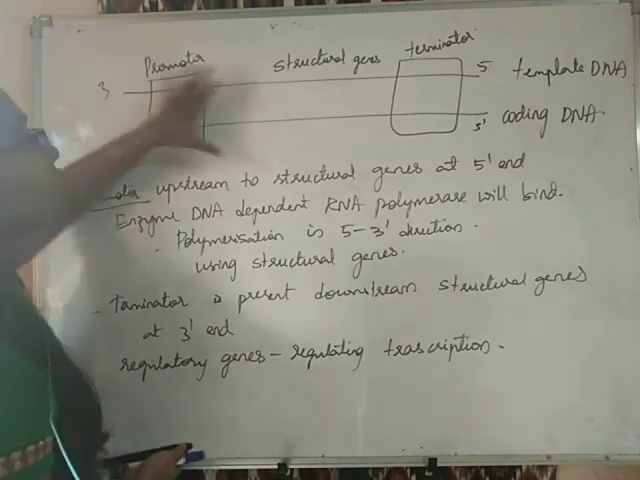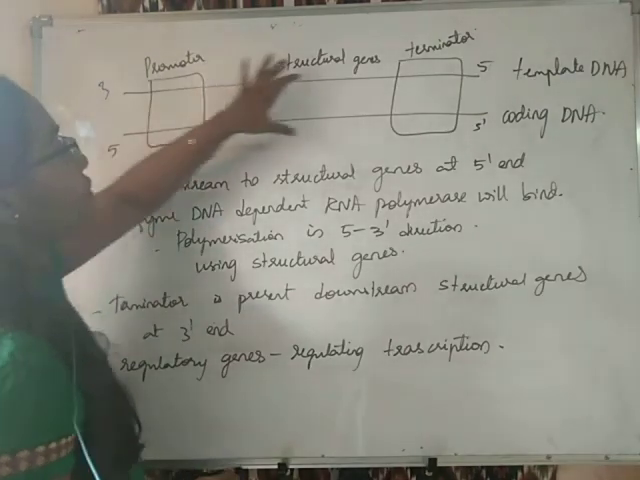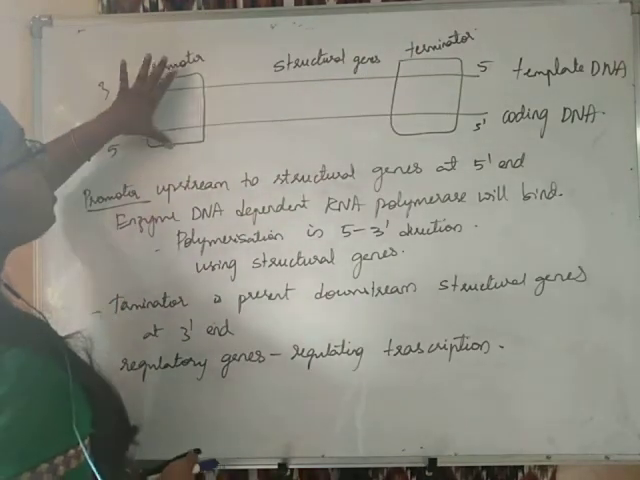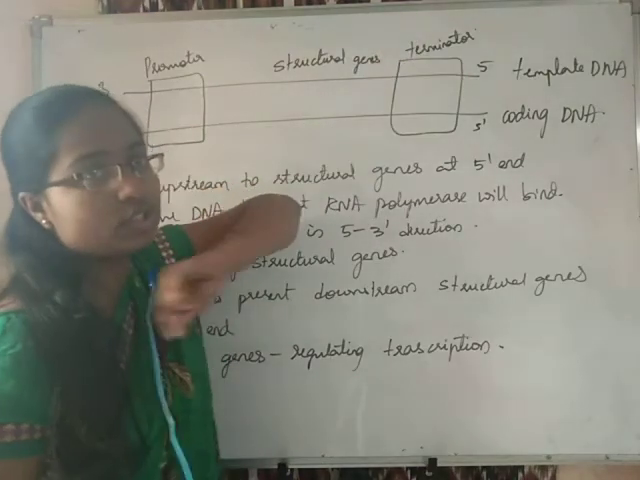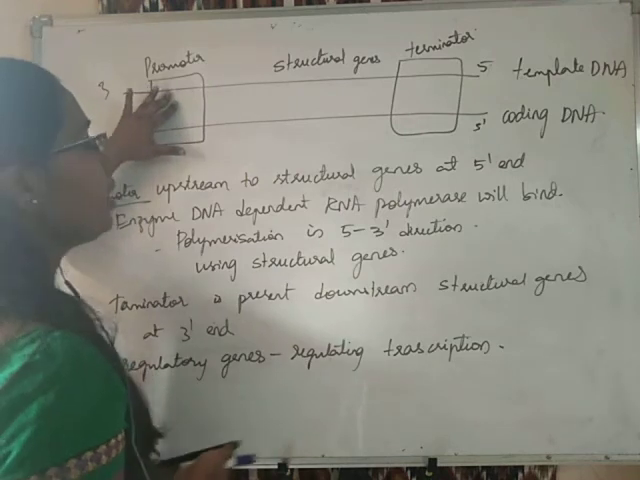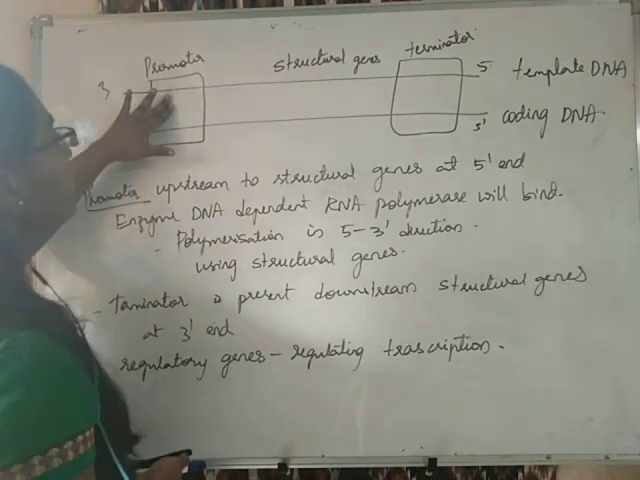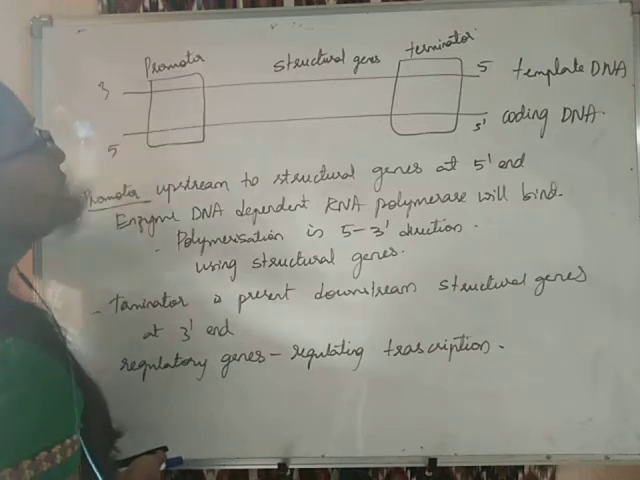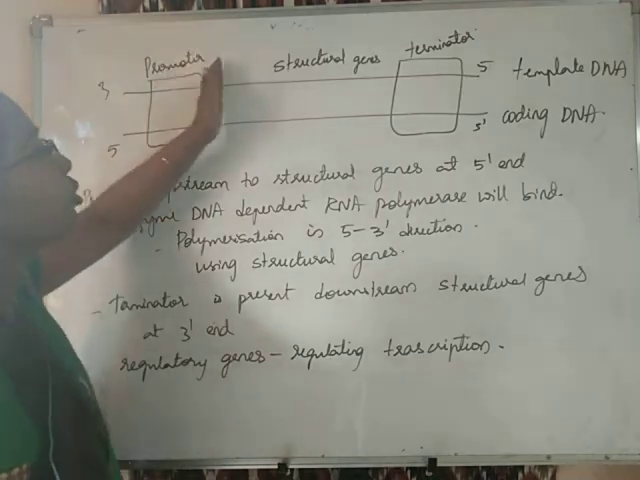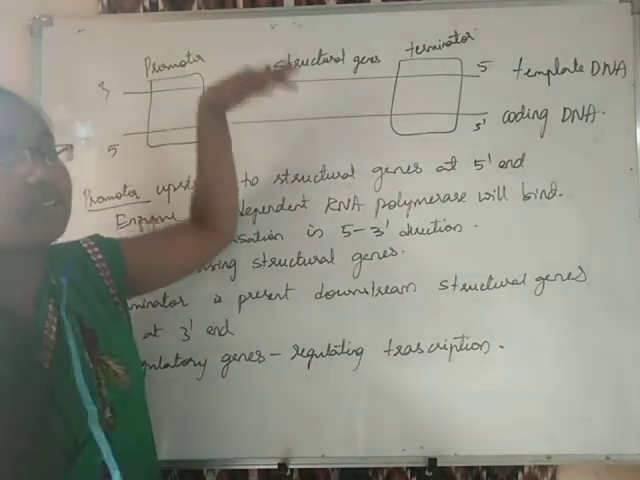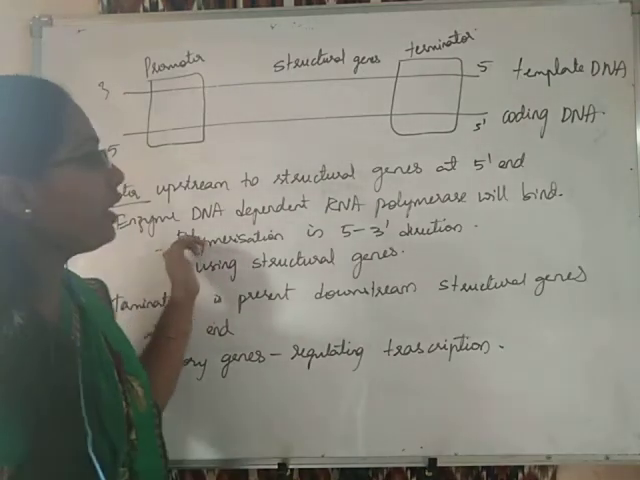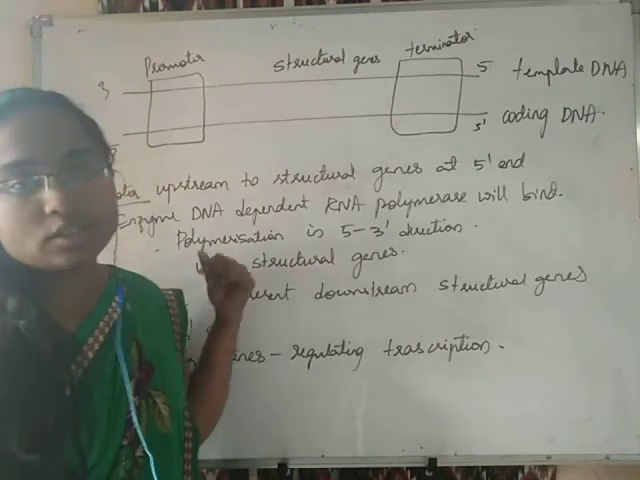So there are three parts in the transcriptional unit: promoter, structural genes, and a terminator. Okay, so promoter is present upstream to the structural genes, terminator is present after the structural genes, downstream to the structural genes. Promoter is a place where DNA dependent RNA polymerase will bind. Promoter is present at the 5' end of the coding DNA. Okay, so this enzyme will bind with the promoter. It will be slowly moving on to the structural genes, causing polymerization of the RNA in 5' to 3' direction using the structural genes.